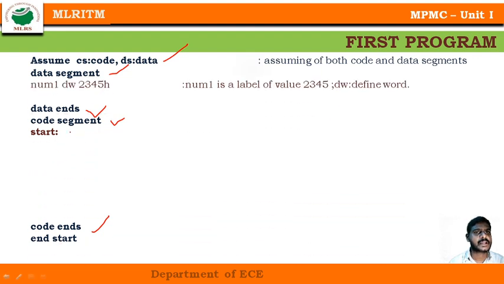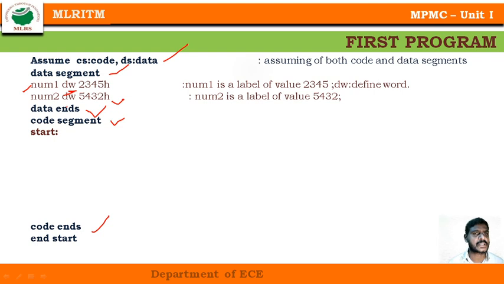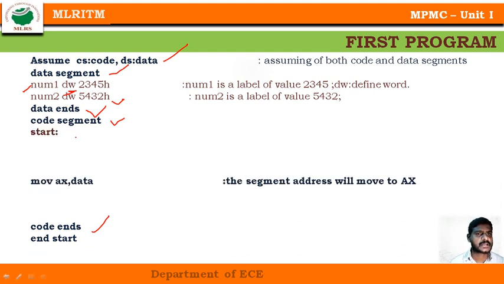So in between I write: defining a word, 234 16-bit data, to num1. And num2 is nothing but 5432H, which I'm assigning to num2. So these are the two data items assigned to num1 and num2 in the program. And I'm starting my program.